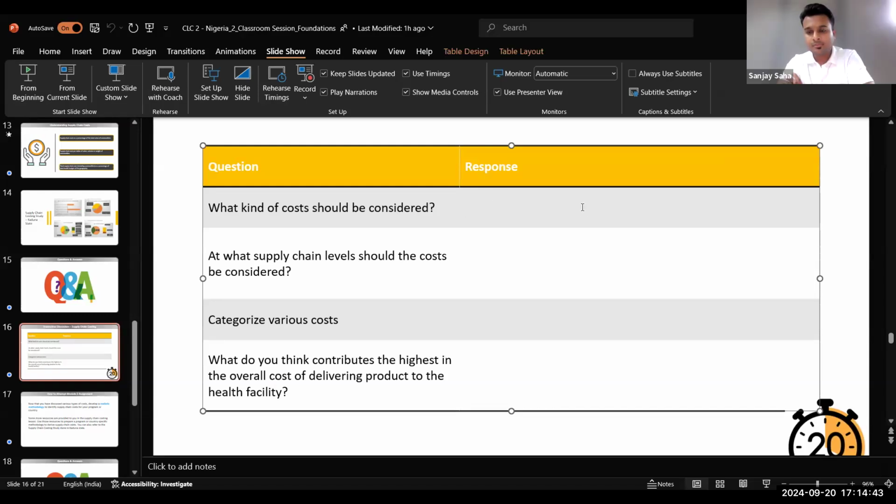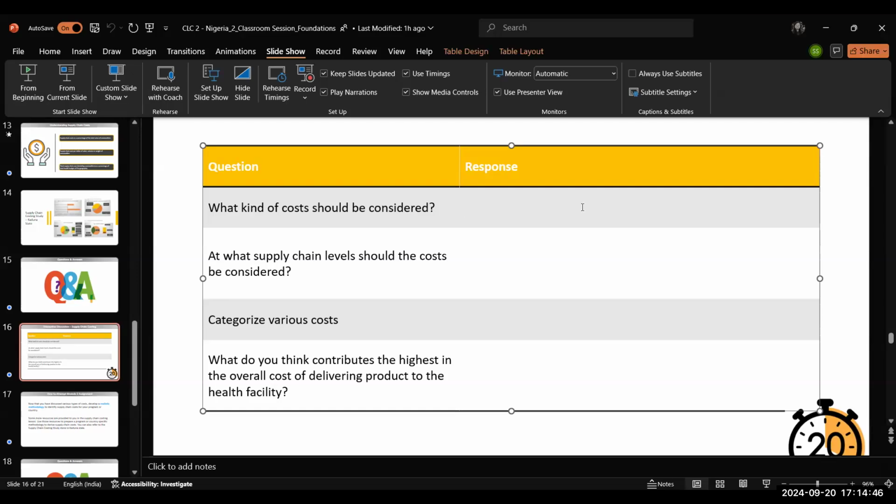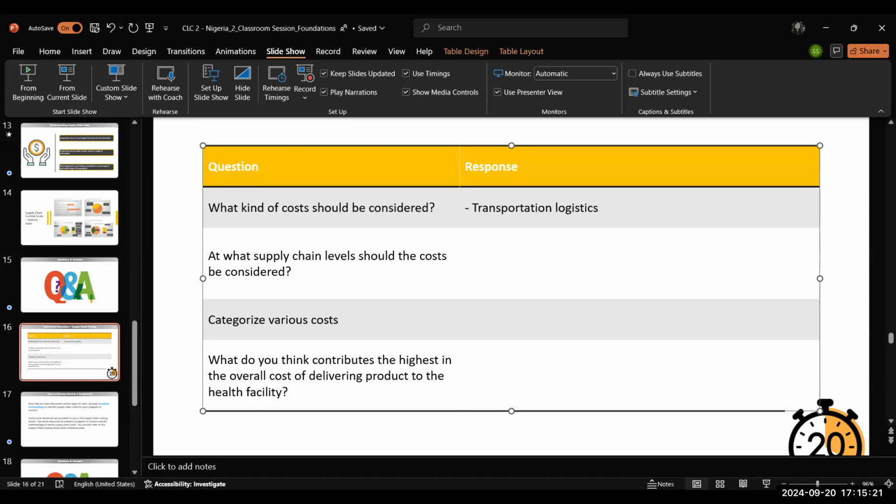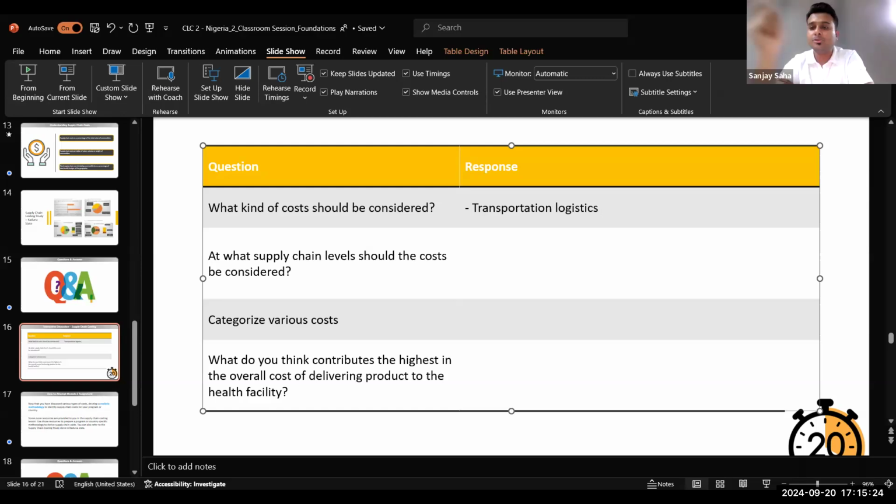Okay, so there are several costs that need to be considered, such as the cost of transportation, logistics from the manufacturer to the country where the product is being ordered. That's one. The second one is the cost when the product has arrived in the country to the end user, the service point delivery, where the drug gets to the end user. Those are two.